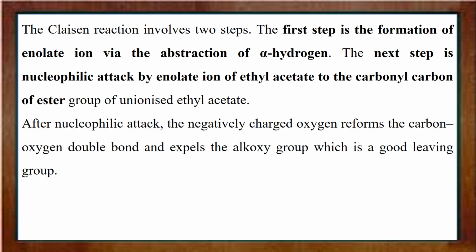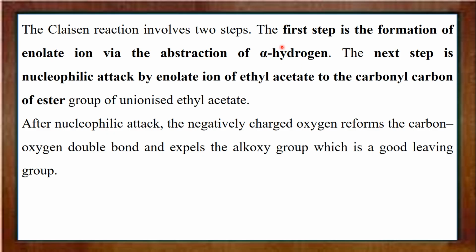Therefore, the Claisen reaction involves two steps. The first step is the formation of enolate ion by the abstraction of alpha hydrogen by an alkoxide base. This is exactly the first step of aldol condensation. The only difference is that in aldol condensation we use hydroxide base, while in Claisen condensation we use alkoxide base.